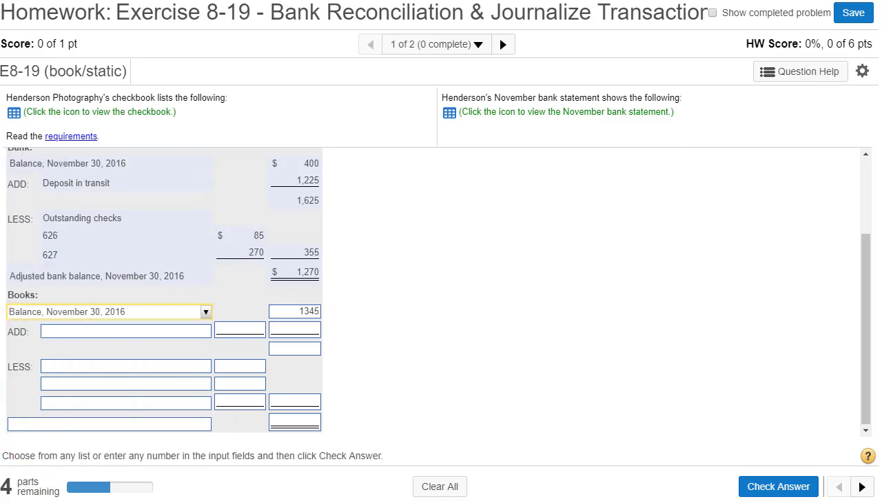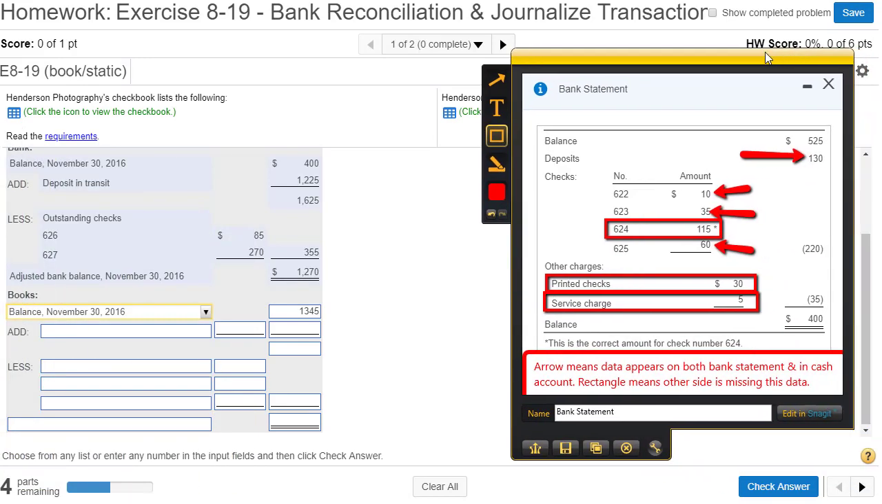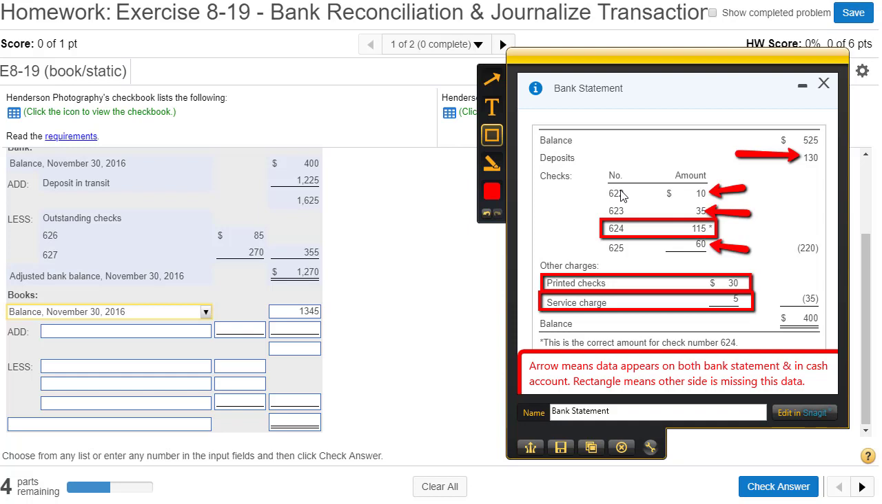I grabbed the wrong window. Let's go to the bank statement. On the book side, we have to enter transactions that the company was not aware of. Well, the company was not aware of the printed check charge, was not aware of the service charge, and was not aware of this error that we made. So let's just go from top to bottom and figure out where they go.